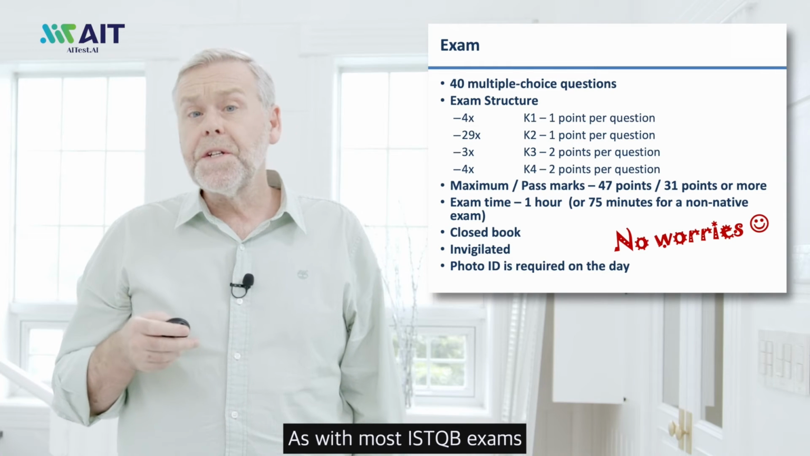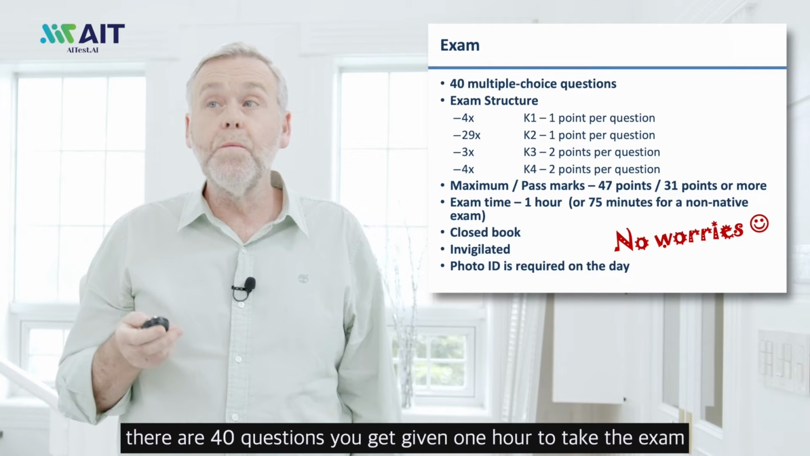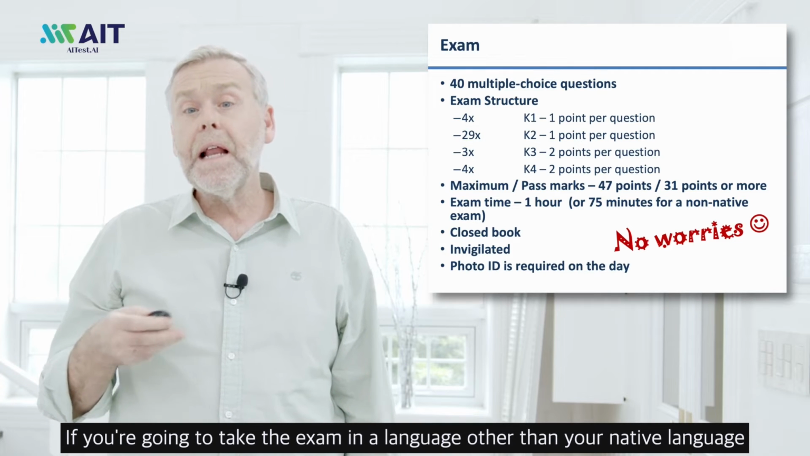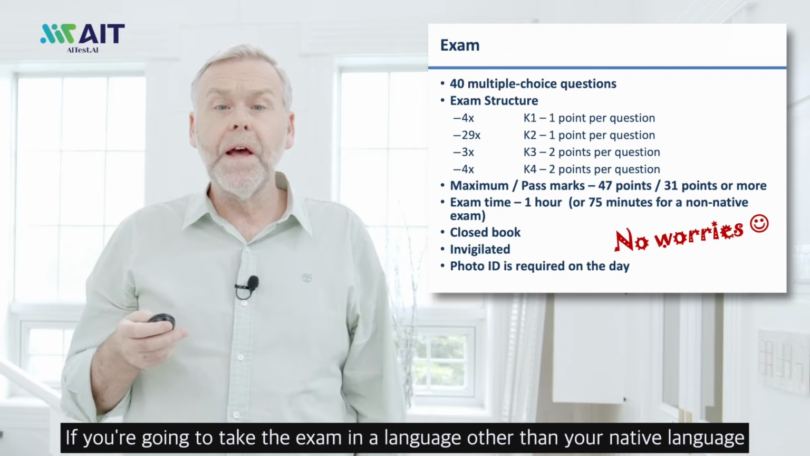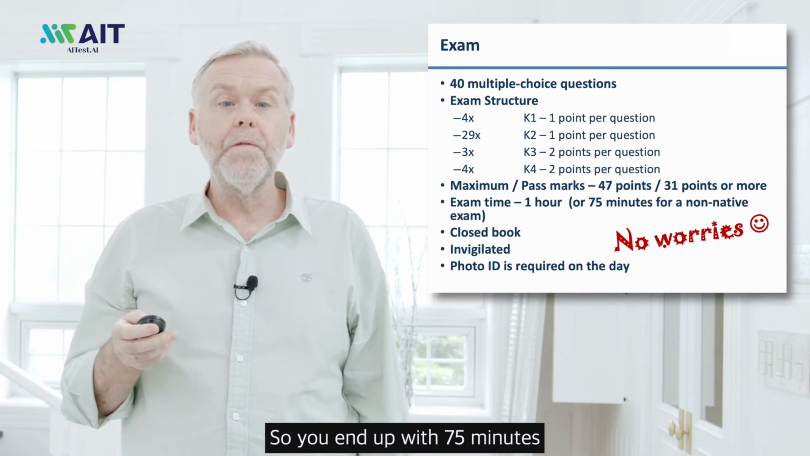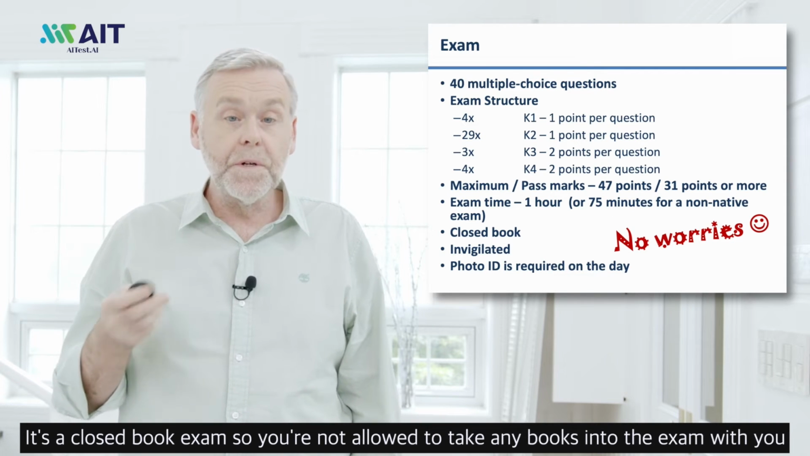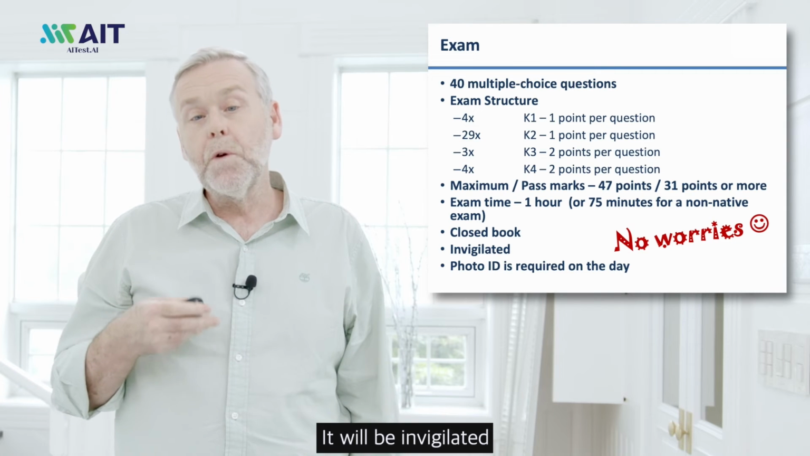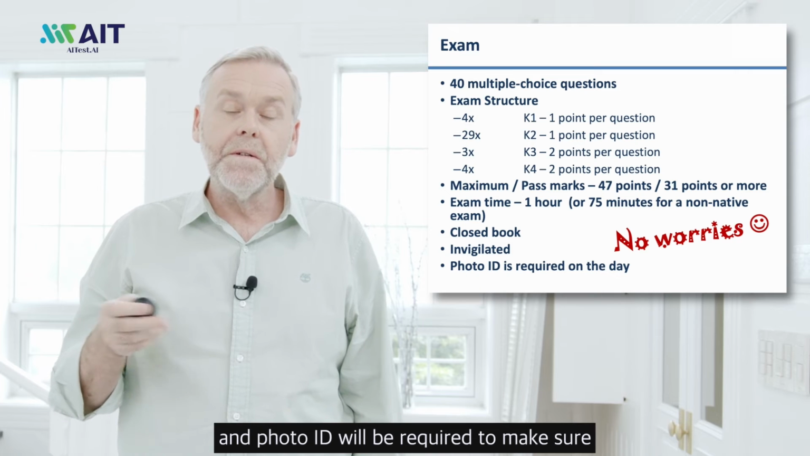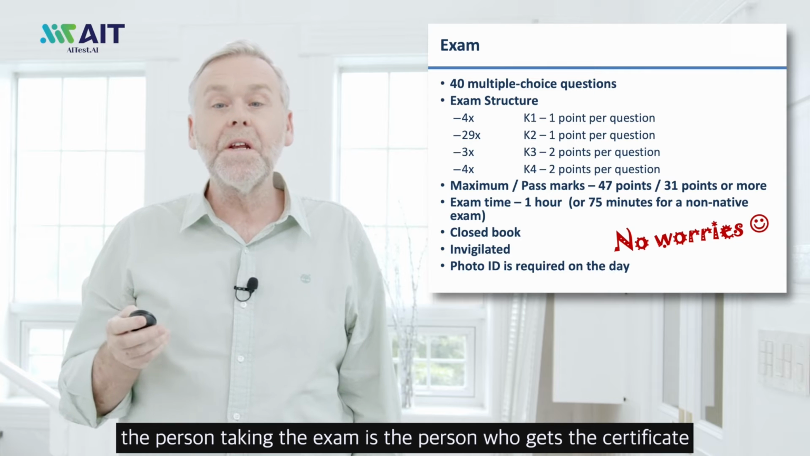As with most ISTQB exams, if there are 40 questions, you get given 1 hour to take the exam. If you're going to take the exam in a language other than your native language, then you get an extra 15 minutes, so you end up with 75 minutes. It's a closed book exam, so you're not allowed to take any books into the exam with you. It will be invigilated, and photo ID will be required to make sure the person taking the exam is the person who gets the certificate.